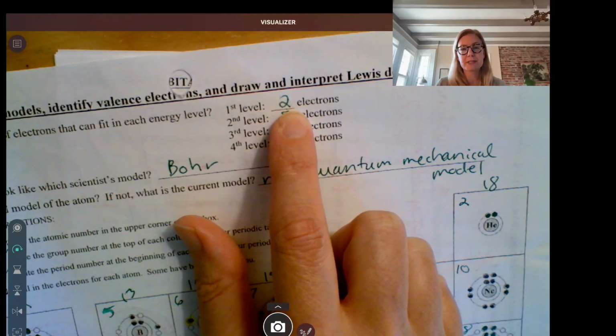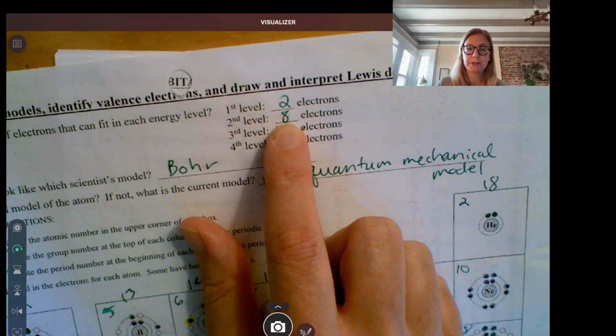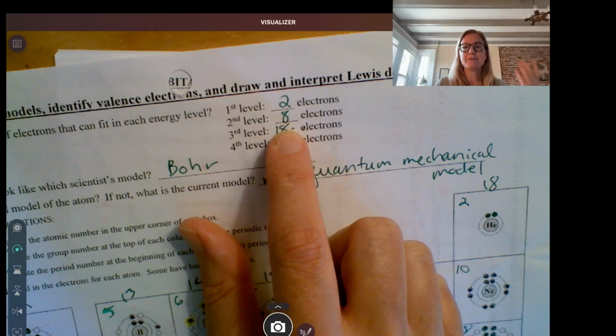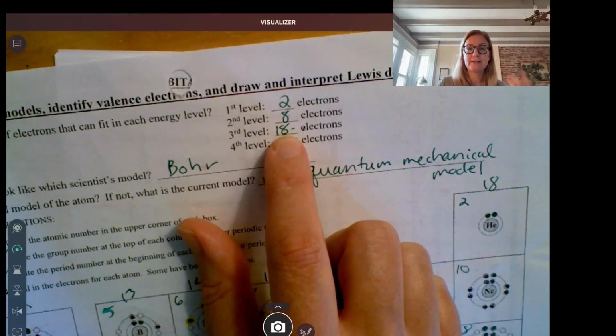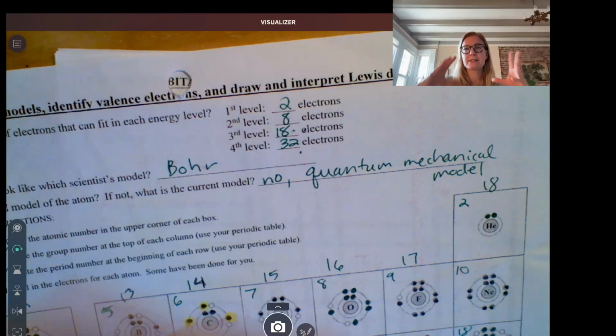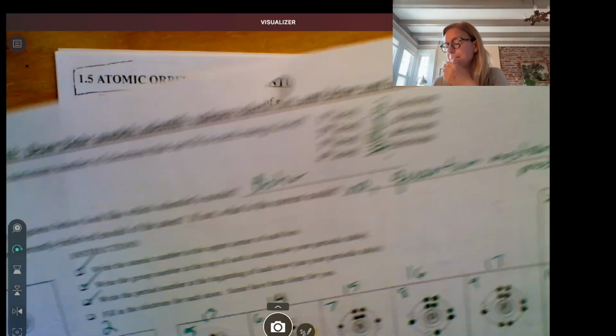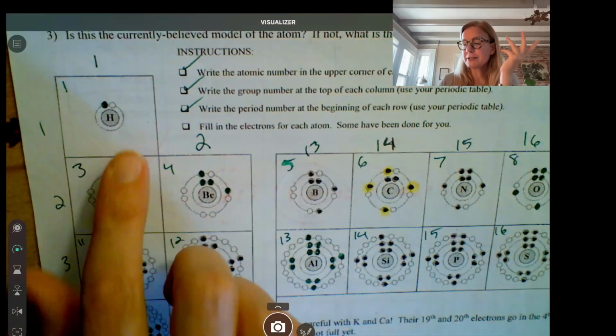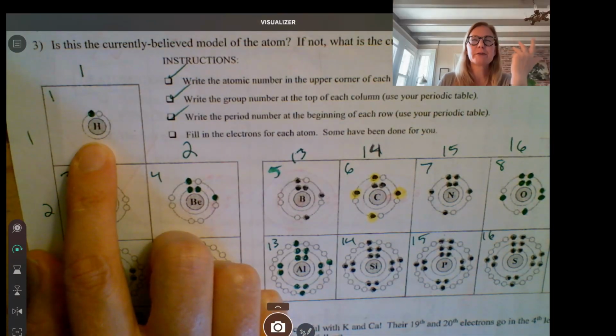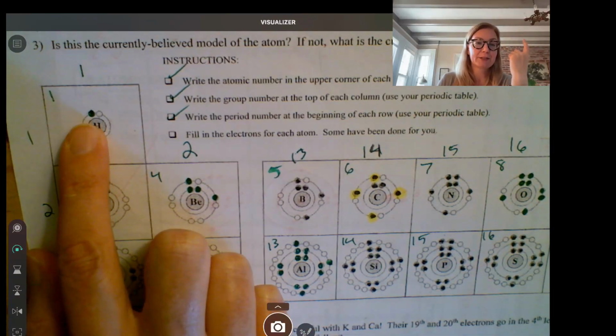Once you have 2 in the first level, then you move to the second level, which can hold 8. Once you have 8 in the second level, you move to the third level, which can hold 18. Fourth level can hold 32. And then it gets even bigger after that to 5th, 6th, and 7th level. And we generally have, in lower level science classes, represented the electrons with dots.